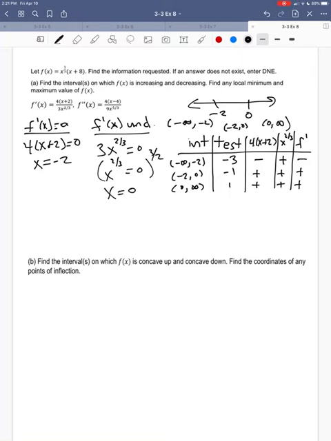And so remember what we end up getting is where this function is decreasing and where this function is increasing. It's going to be increasing where there were positive derivatives. So my positive derivatives here are between negative 2 and 0 and between 0 and infinity. It's going to be decreasing where the derivative was negative, that was from negative infinity to negative 2.